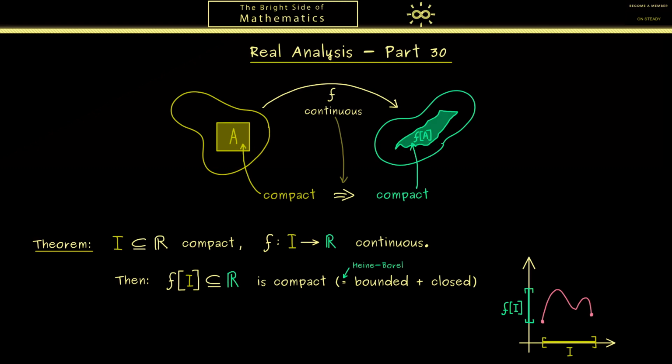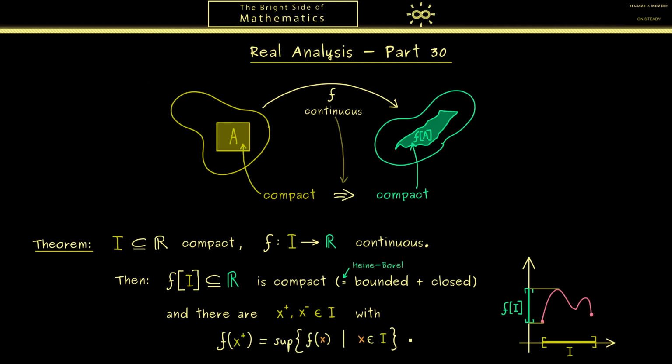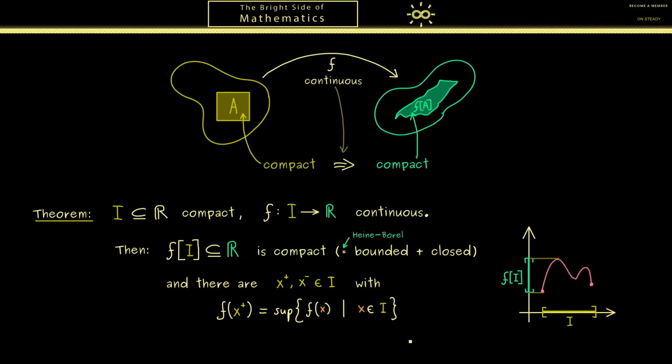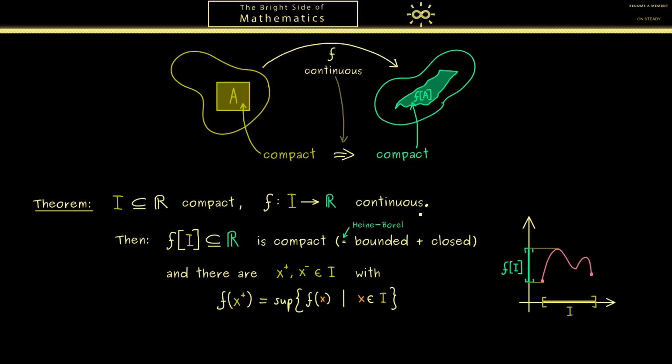Therefore, we get the nice result that the function has a maximal value and a minimal value. Using symbols, this reads that we find two numbers x plus and x minus, of course coming from the domain I, with the property that if you put them into the function, you get the maximum and the minimum respectively. Of course, this property seems natural, but in general it's not correct for a non-continuous function. Maybe it's a good exercise for you to find a counterexample. However, if we work with a continuous function, everything is nice, we have the maximum and the minimum.